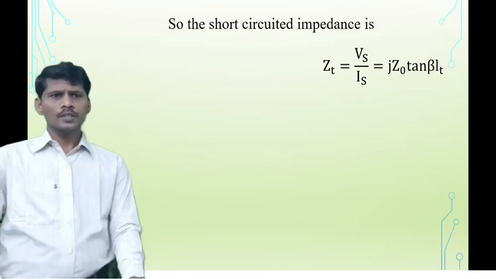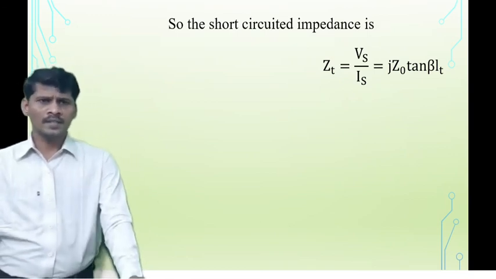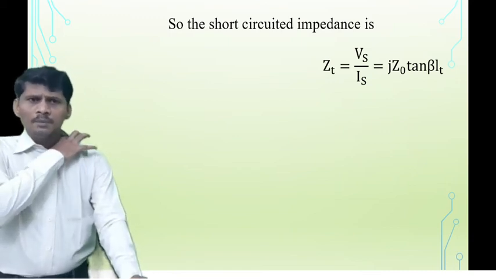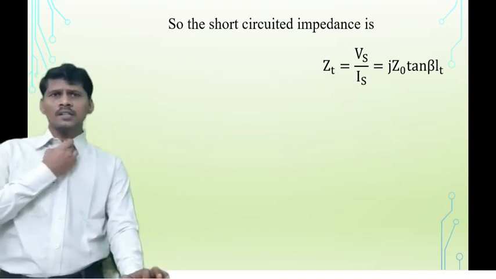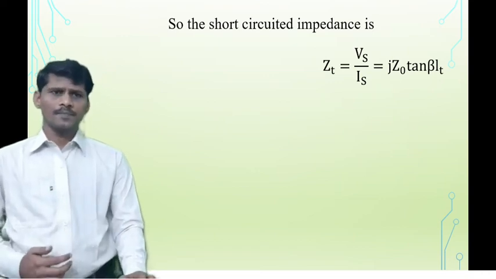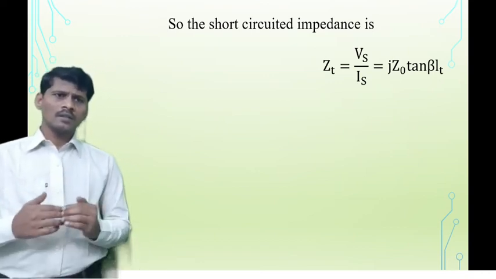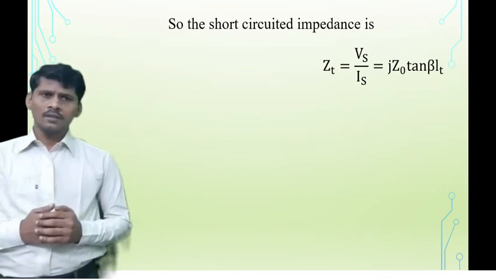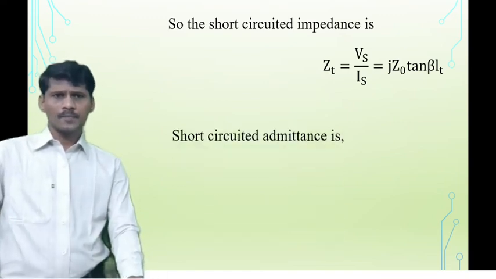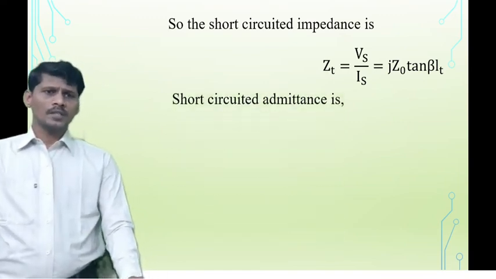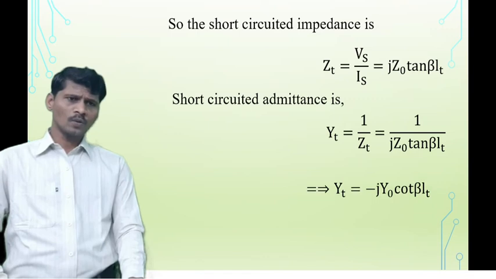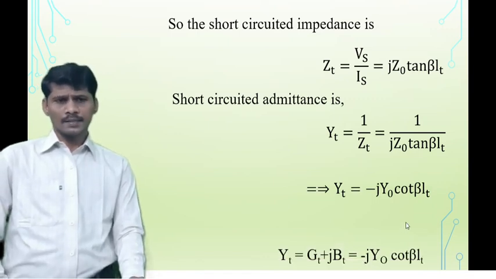So the short circuited impedance is Zt is equal to Vs by Is, that is equal to Z0 into tan beta Lt. The impedance of the short circuited transmission line was already derived in previous classes. So that is Z0 tan beta L. Now here the L is equal to Lt, Zt is equal to Vs by Is is equal to Z0 tan beta Lt. And similarly in the admittance case, yt is equal to 1 by Zt, that is equal to minus j y naught cot beta Lt.